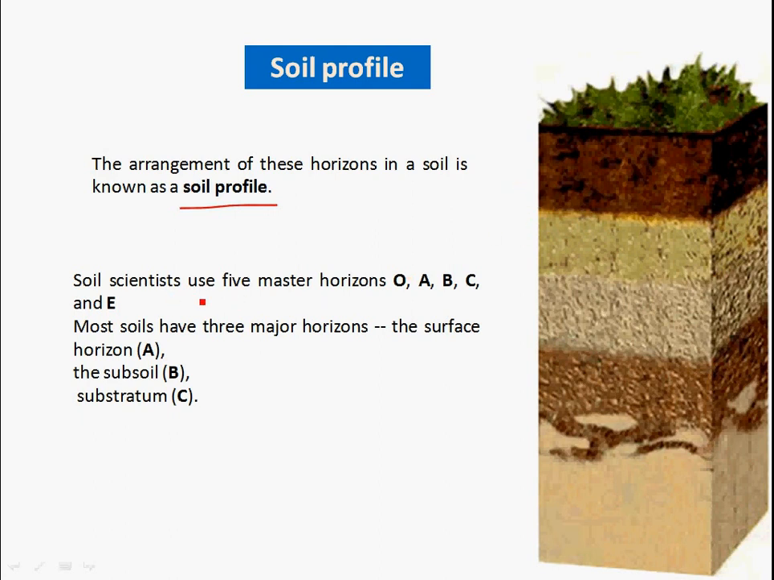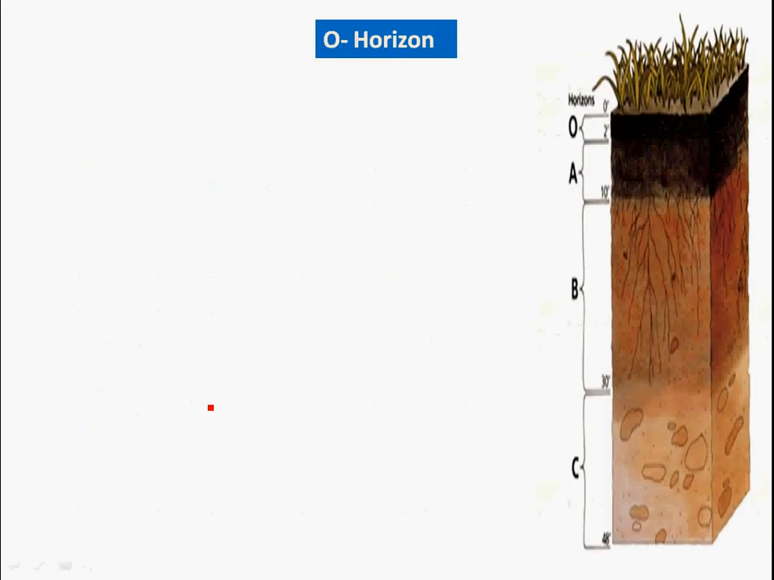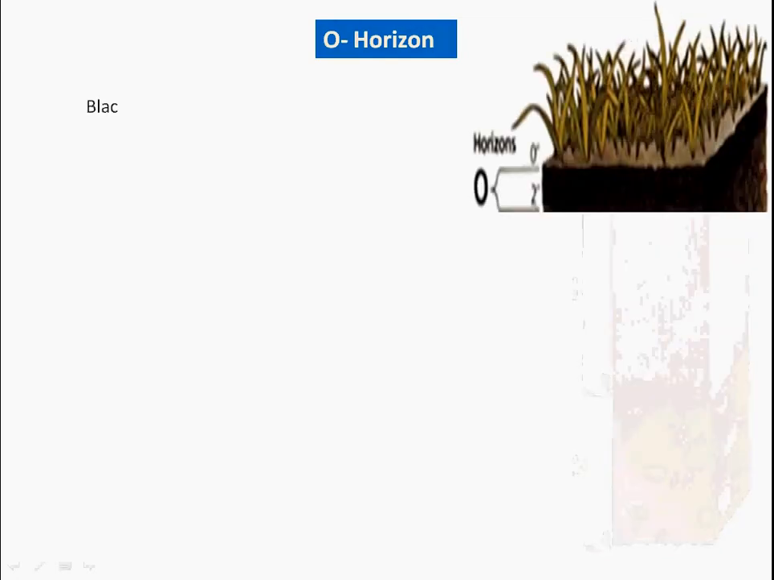Most soil scientists use five master horizons, that is O, A, B, C and E. But mostly what we find is that many soils have only three horizons: your surface horizon, called the A horizon, the subsurface B horizon, and the substratum, the C horizon. So in sequence we will discuss all the horizons and their properties. First of all we will discuss the O horizon, which is called your organic horizon.